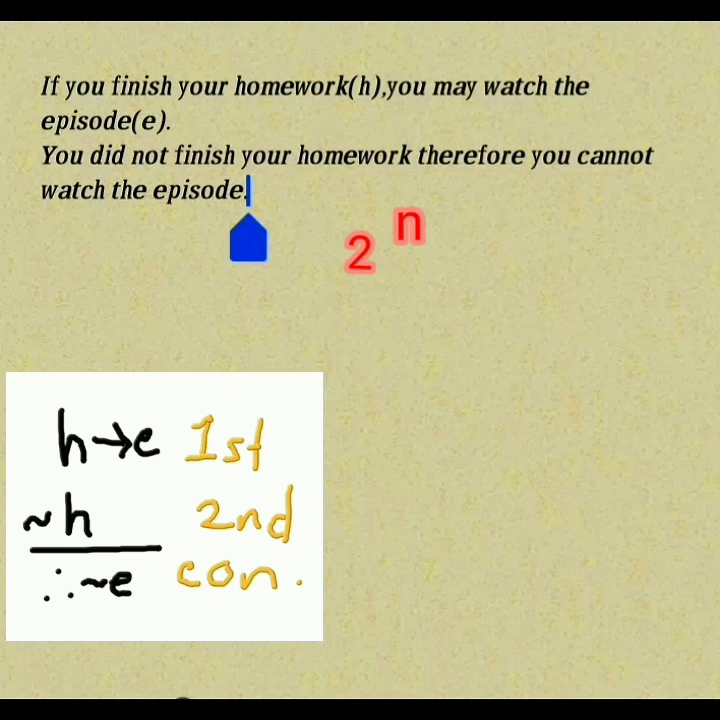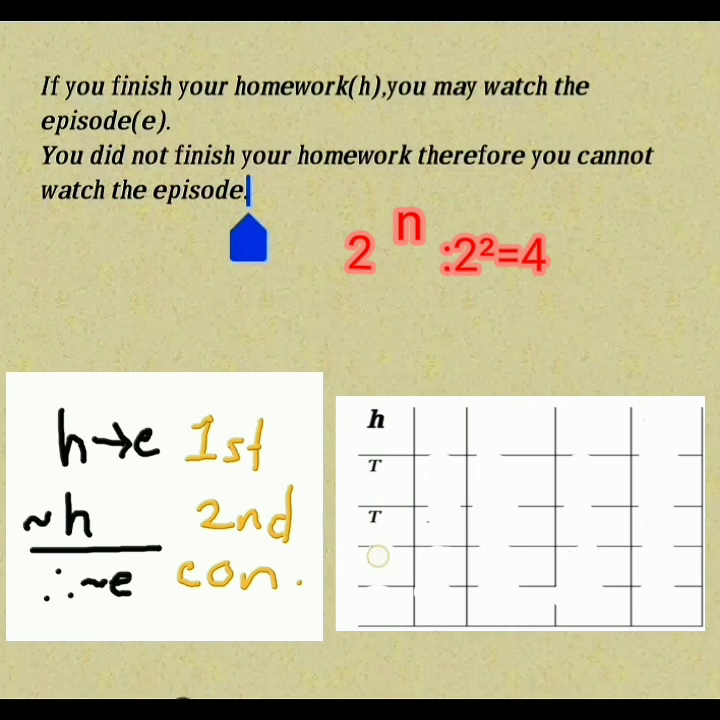The formula to know the number of rows is 2 raised to n, where n is the number of statements. We have two statements, so 2 raised to 2 is equal to 4. After that, in our table, we put the truth values per statement. So we have H: true, true, false, false, and E: true, false, true, false.